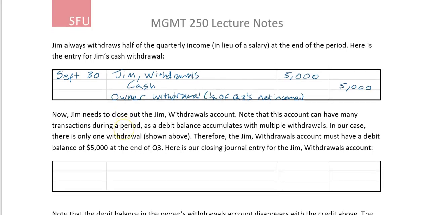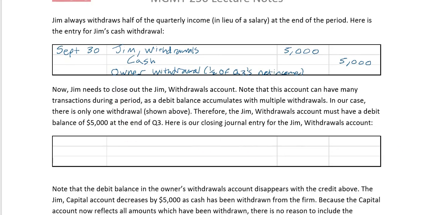Now, what this has done, it has created another account which needs to be closed. The owner's withdrawals account is another temporary account which does not show up on the income statement, but it doesn't show up on the balance sheet either. What happens is it gets closed into Jim, capital in this case. So the capital account will include the money that has been taken out by the owner. So now Jim needs to close out the Jim withdrawals account.